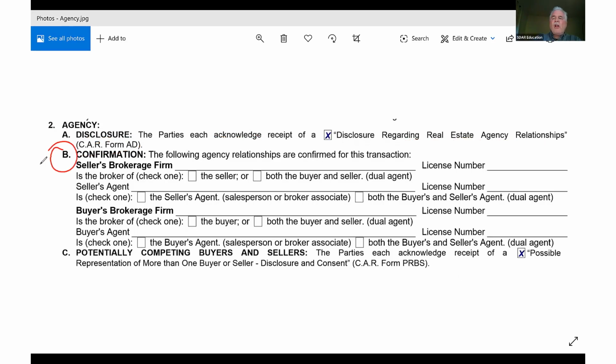Paragraph number B is all about confirmation. So the law says, Civil Code 2079 says that you must disclose the concept of agency, but then you must also confirm agency. And Veronica Kilpatrick, and listen, I listen to Veronica, okay? She's got it dialed in. Deputy Commissioner, got it dialed in.